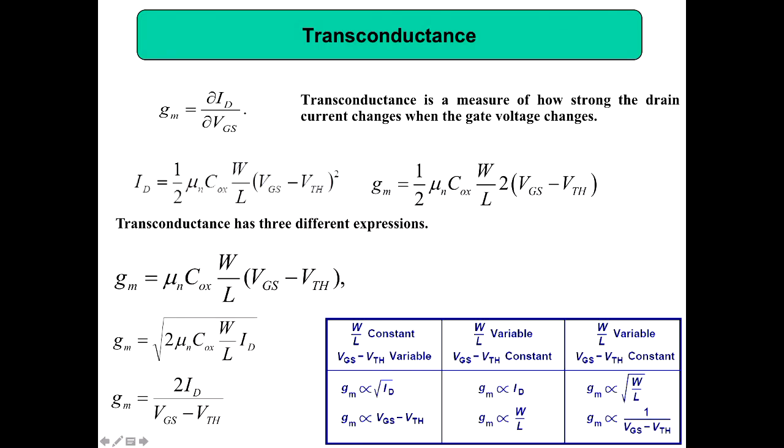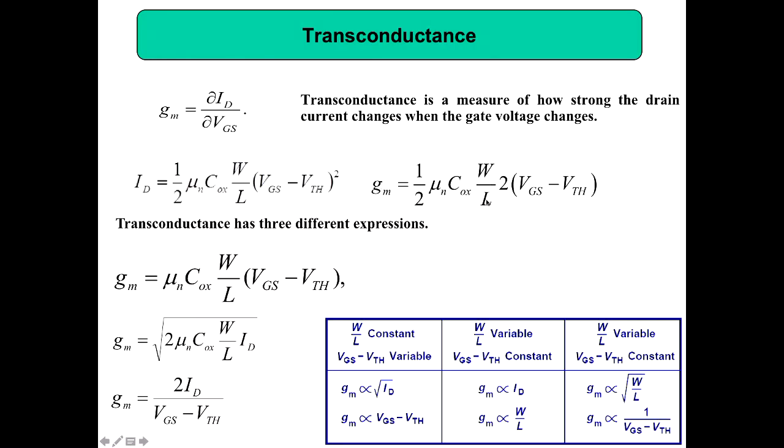So you get GM, and in that case you can see GM is proportional to delta ID. So where is the delta ID? This is the expression. W by L is constant, and you are varying VGS minus VTH. Then your GM is proportional to delta ID. And from this expression, if you keep this one constant, you can also write GM proportional to VGS minus VTH. So these are the different ways of writing GM, and then you can vary differently. You can keep either W by L constant or keep VGS minus VTH constant to change the GM. So the meaning is GM can be varied in different ways.